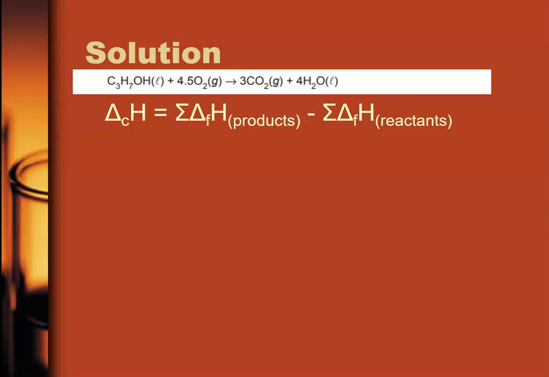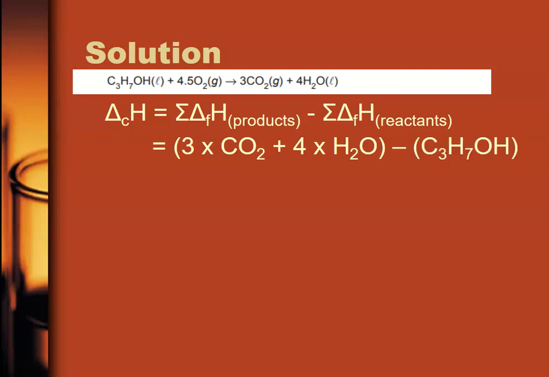All right, so what are my products? Well, my products are carbon dioxide, and I've got 3 of them, and water, and there are 4 of them. So that's going to be the sum of the enthalpy of formation of the products minus the reactants. Now my reactants are propanol and oxygen, but of course oxygen is a pure element, and so its enthalpy of formation is 0, so I haven't included it in the formula because 4.5 times 0 is still 0. At that point it simply becomes a matter of substituting the numbers into the equation and solving it.